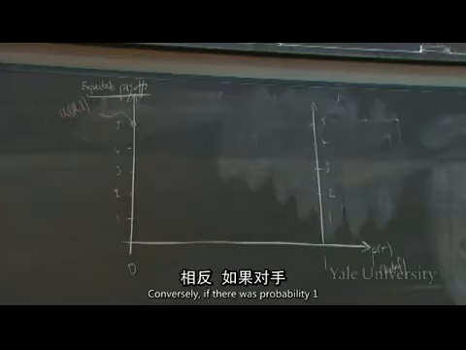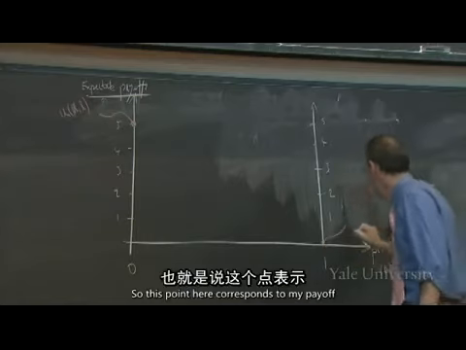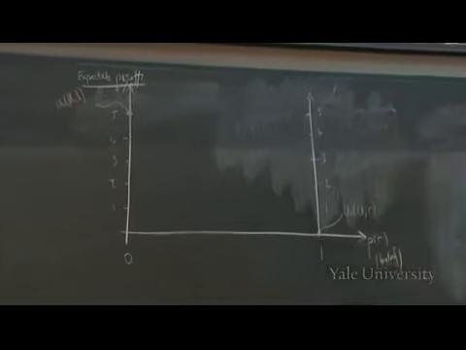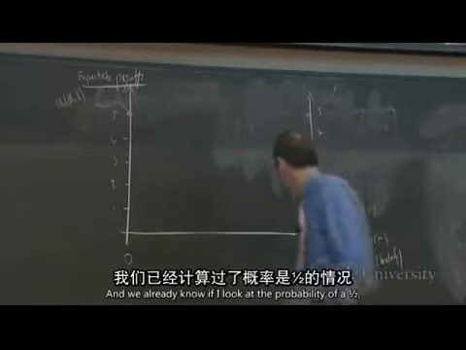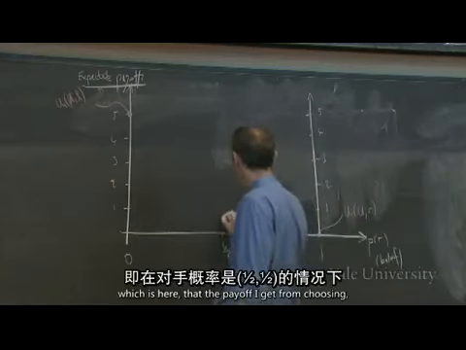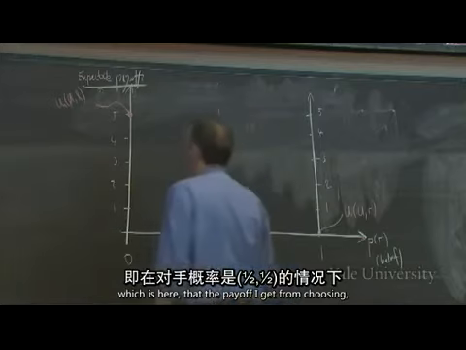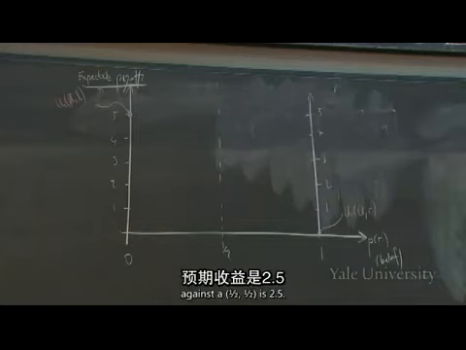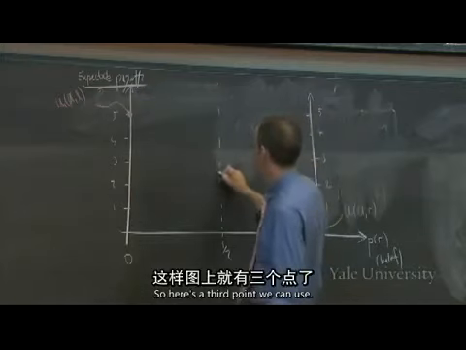Conversely, if there was probability 1 that the other guy is going to choose right and I choose up, then I get 0. So this point here corresponds to my payoff if I choose up and they choose right. And we already know that at probability 1/2, which is here, the expected payoff I get from choosing up is 2.5. So here's a third point we can use.